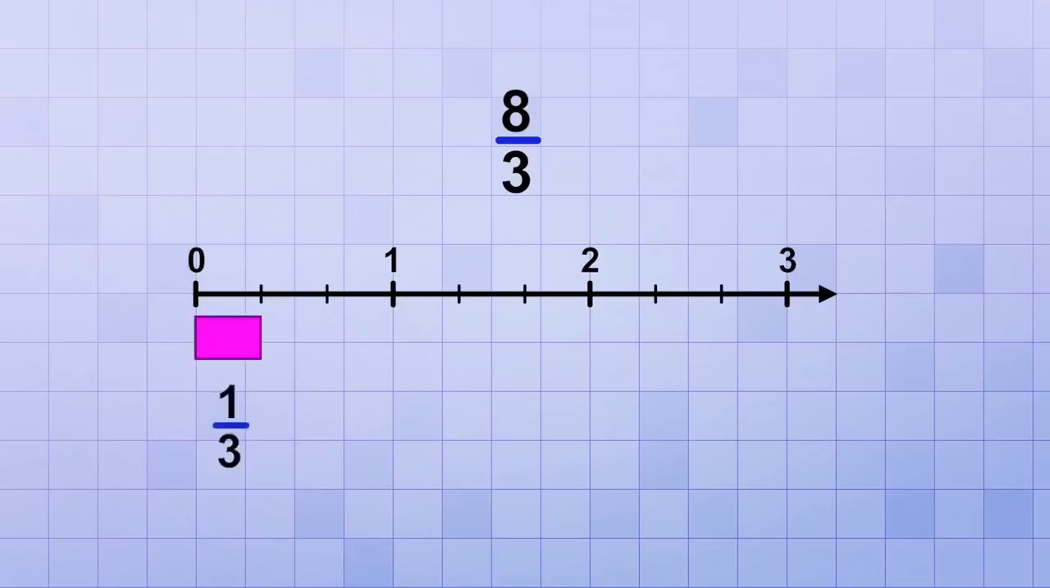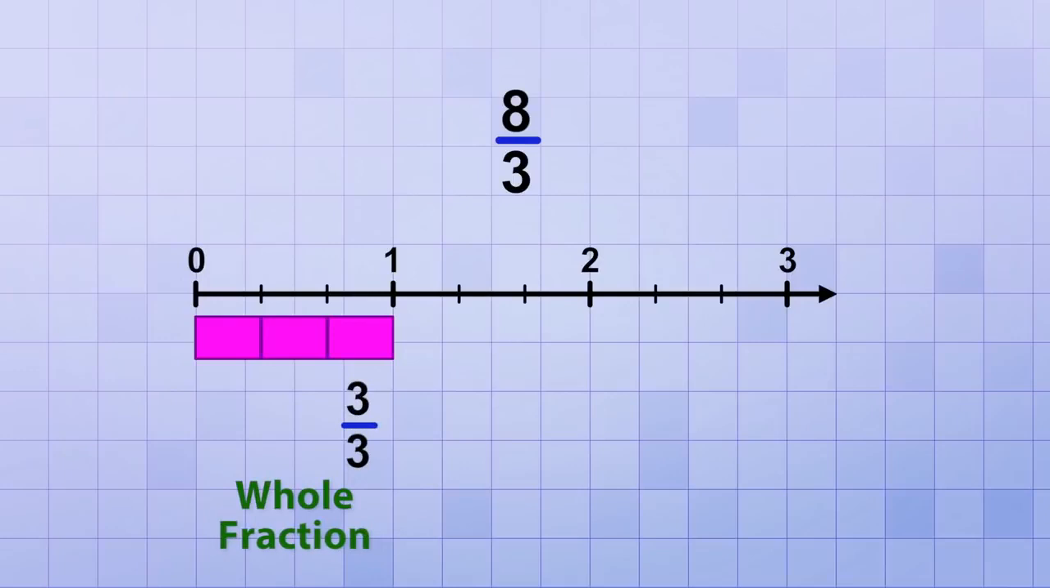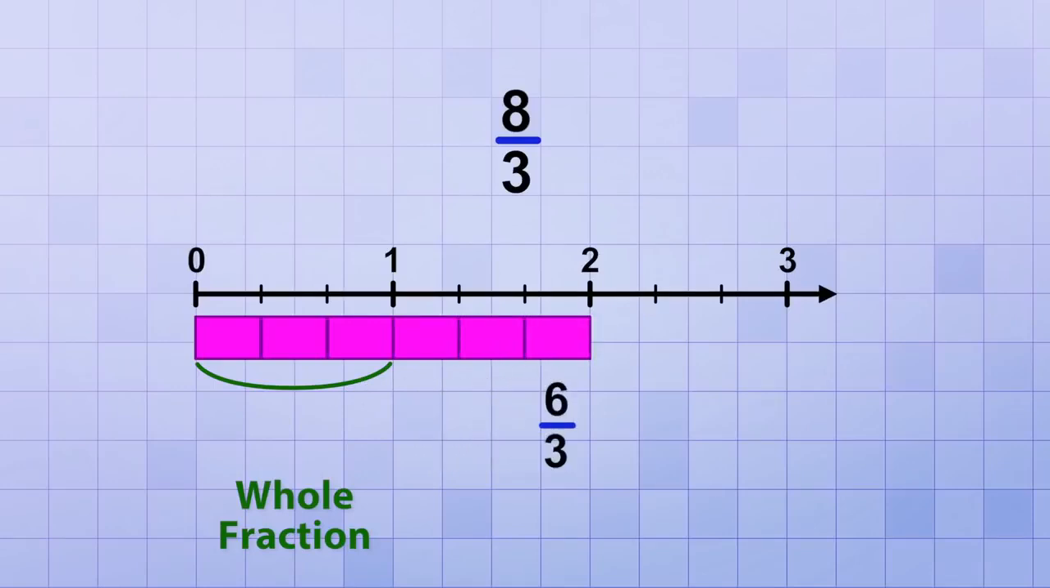So this would be 1/3, this is 2/3, and this is 3/3. Oh, there's a whole fraction already. Let's make note of that while we continue adding thirds. Next we have 4/3, 5/3, 6/3. Oh, we just formed another group of 3/3. That would equal a whole fraction also. Let's note that and continue.